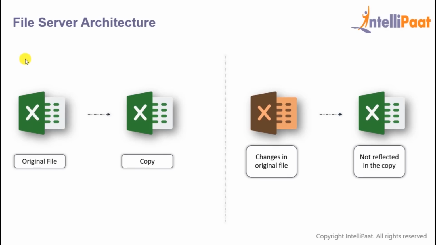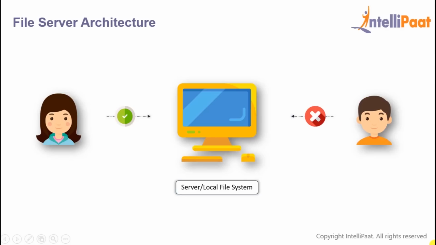Now, suppose you have an Excel file with you and you send a copy to your friend. Now, if you make any changes in your original Excel file, those changes would not be reflected in the file with your friend. So, in the file server architecture, the server or the local system acts only as a storage device and only one person at a time can access it. So, this is the basic premise behind file server architecture.